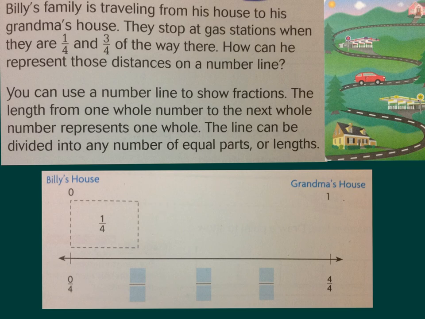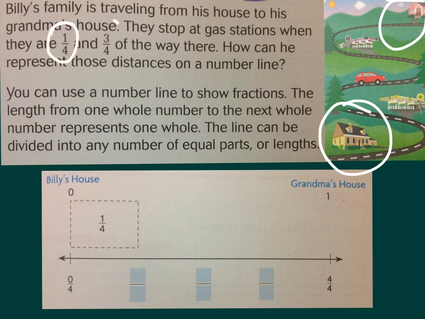Billy's family is traveling from his house to his grandma's house. They stop at gas stations when they are 1/4 and 3/4 of the way there. How can he represent those distances on a number line? You can use a number line to show fractions.